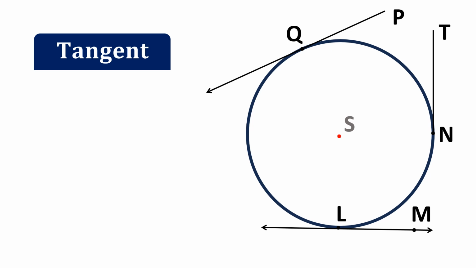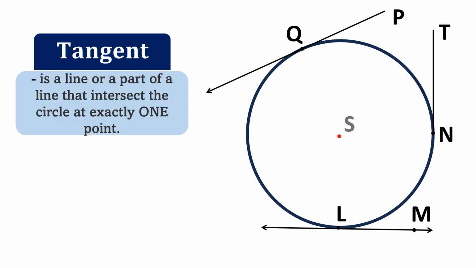What is a tangent? It is a line or a part of a line that intersects the circle at exactly one point. In this figure, let us identify the tangent. The first one is line LM or line ML.